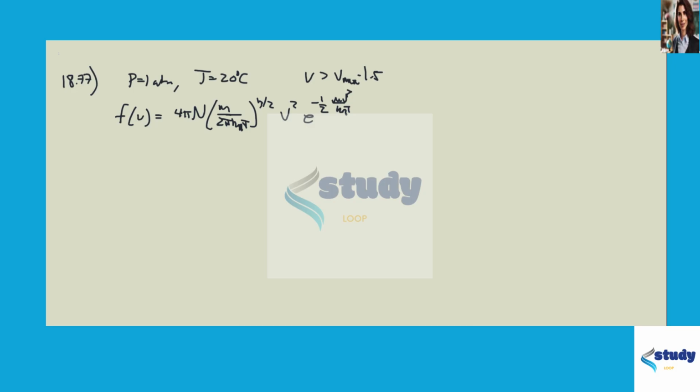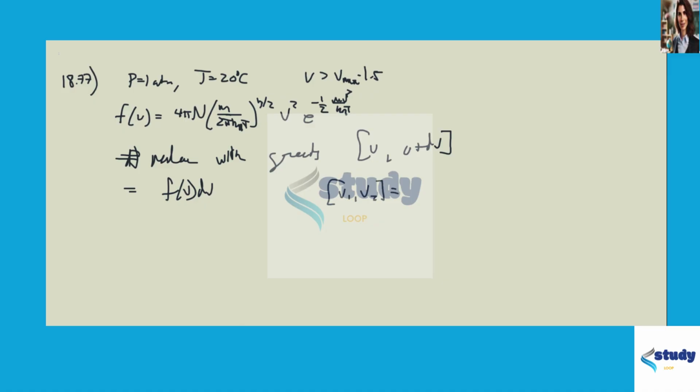So if we're looking to find the number of molecules that have certain speeds, if we want the number of molecules with speeds between v and v plus dv, this is given as f of v dv. And if we want the number of molecules between a range v1 and v2, this is the same as integrating f of v dv from v1 to v2.